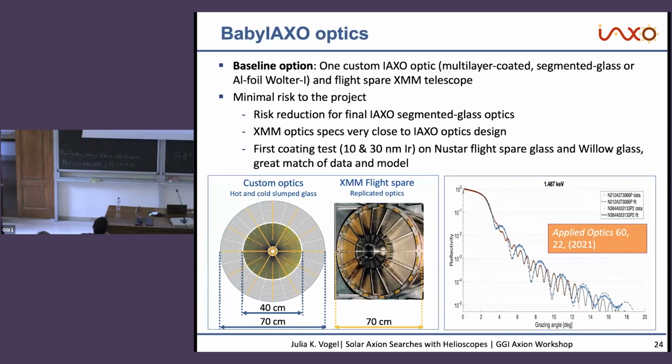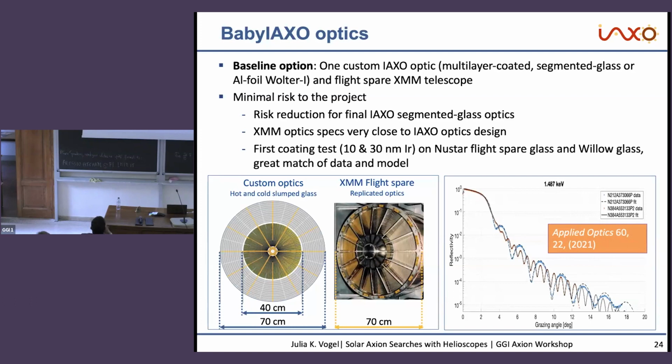Our custom optic will test 2 technologies. The inner core is a NuSTAR-like optic. It's also the same diameter as the NuSTAR optic, so as not to add technology risk by having to build it larger. And the outer part uses the Athena backup technology, which is a cold slump glass approach. We can use the flight spare of XMM because it's very close in specification to our BabyIAXO requirements.